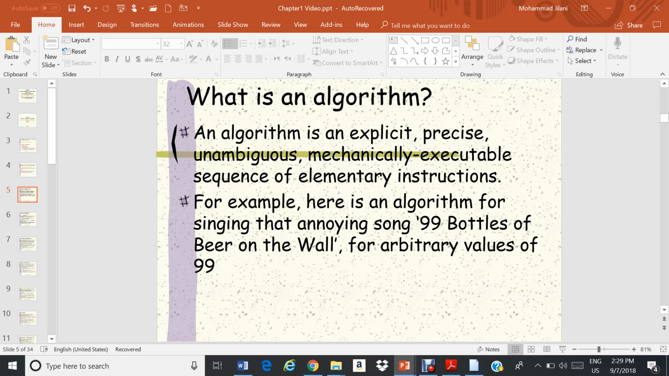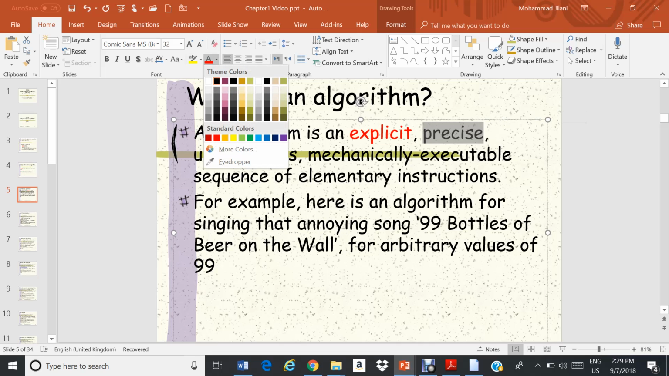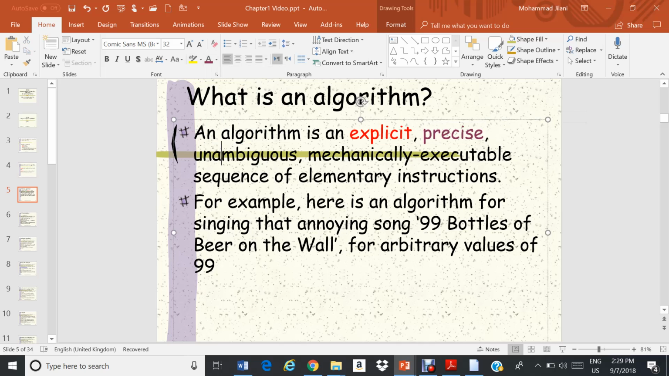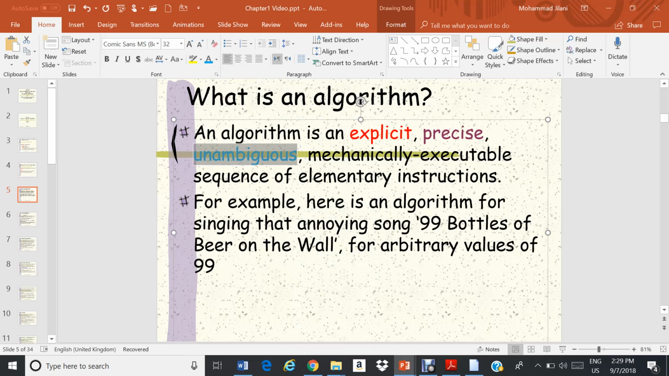This is my definition, or the definition I have adopted from the algorithms book from the University of Illinois Urbana-Champaign, where it says an algorithm is what? It's explicit. Note, it's explicit, it cannot be implicit, very precise. So it is explicit, it is precise, it's not multiple types of words, it's unambiguous. You cannot have two different interpretations of the same thing, so it is unambiguous. It's mechanically executable.